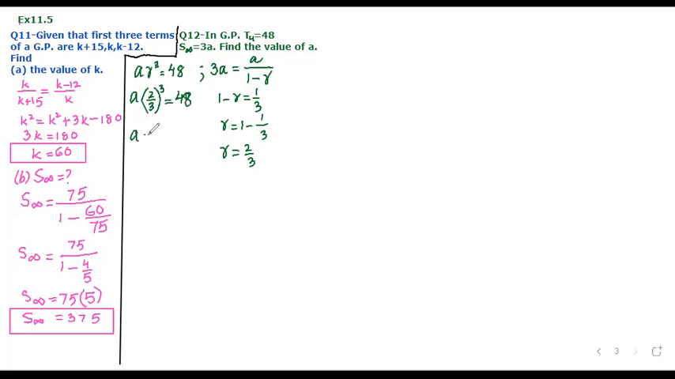So a is equal to 48 times 27 upon 8. So a is coming out as 162. And this is the final answer of question number 12.